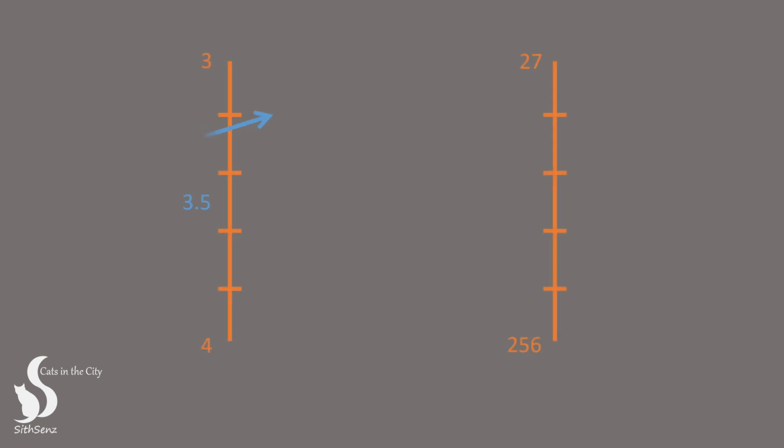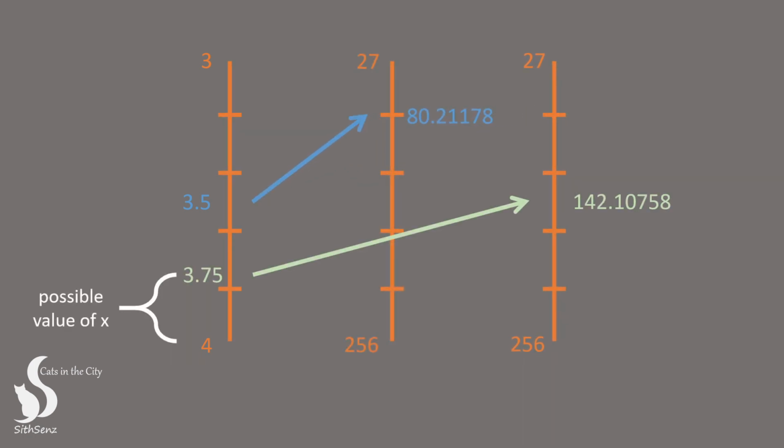3.5 raised to the power of 3.5 is equal to 80.21178. We'll set the degree of approximation to 5 decimal places. Since 80.21178 is less than 250, we can update our guess and deduce that x is between 3.5 and 4. Next, we'll calculate the midpoint of 3.5 and 4, which is 3.75, and 3.75 raised to the power of 3.75 is 142.10758. We'll keep repeating this process until we get to a value of x that gives 250.00000, to the nearest 5 decimal places.